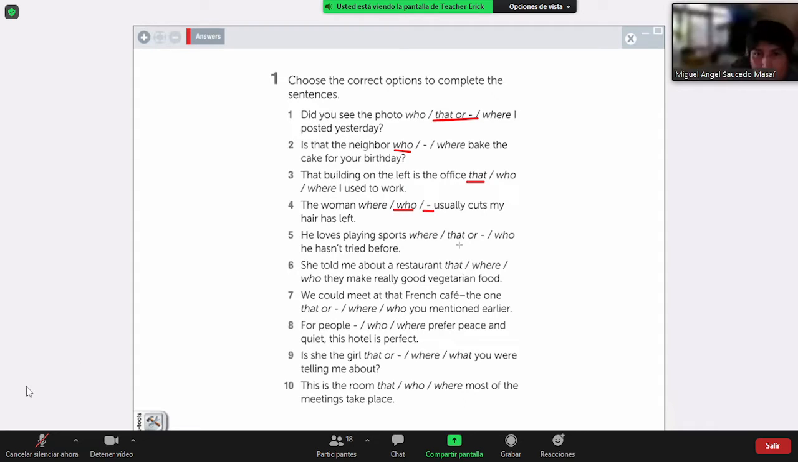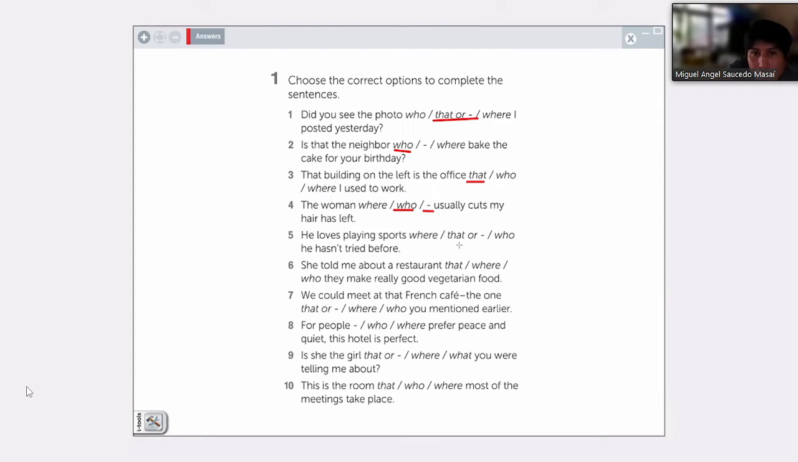Teacher, number 3 shouldn't be where? Because it indicates which of the buildings. The building on the left is the office, so where refers to the office, right? Yes, you're right. So number 3 is where, because it refers to the office. For places we always use where, okay?